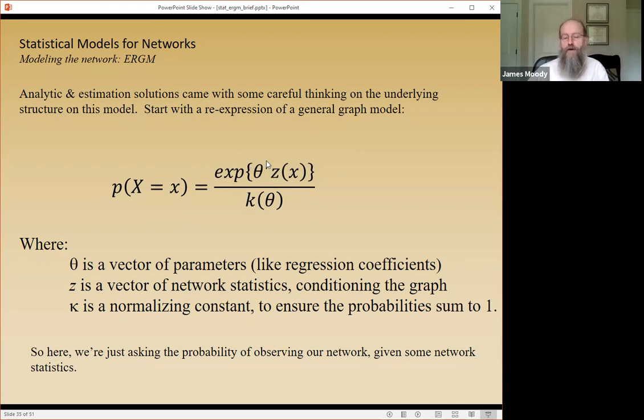And so Z is this vector of network statistics. It could be the row sum, it could be the column sum, it could be reciprocity, right? So whatever kind of network statistic you have here is associated with a set of parameters, and that's then normalized across the set of all possible graphs with that set of parameters. The difficulty comes in with this denominator here. It ends up being in most cases impossible to specify what this denominator is exactly.